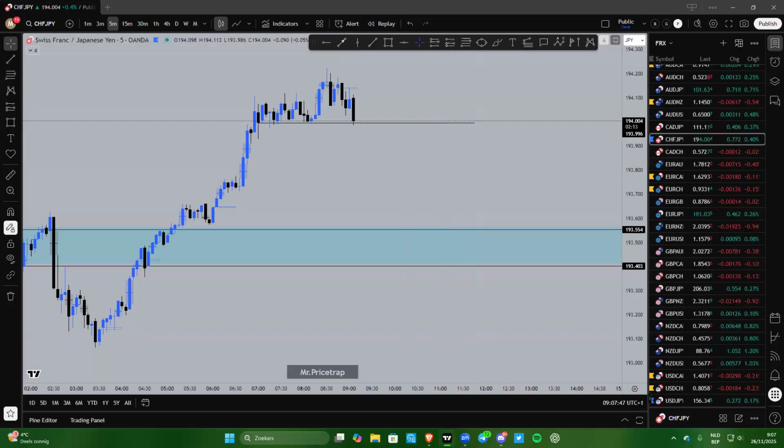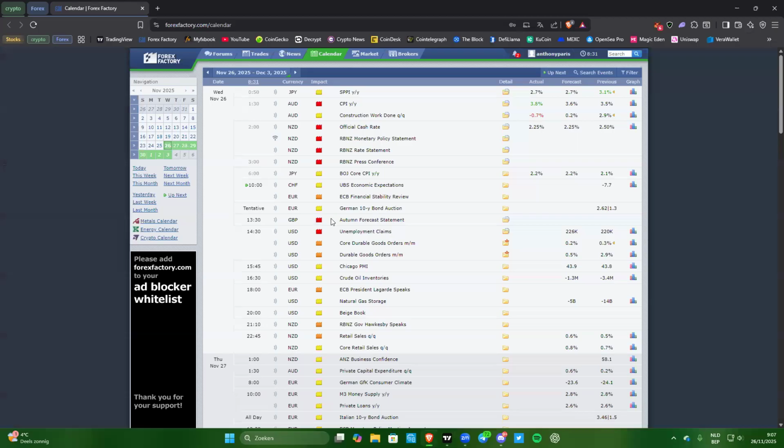Yeah, the news, we do have a lot of news today. We have some pound and USD at 1:30 and 2:30. Also at 6, we have the European Central Bank president speaking. But these orange flags are pretty much okay.